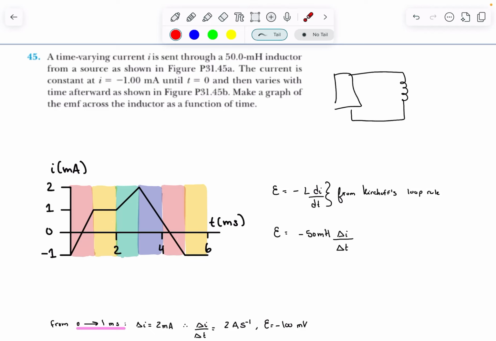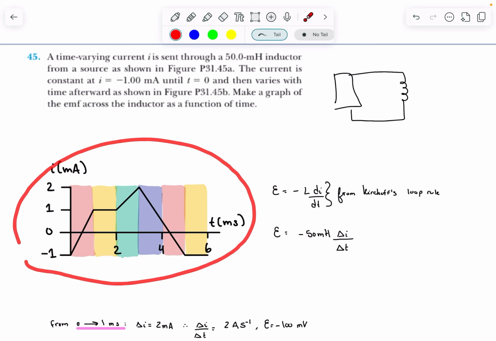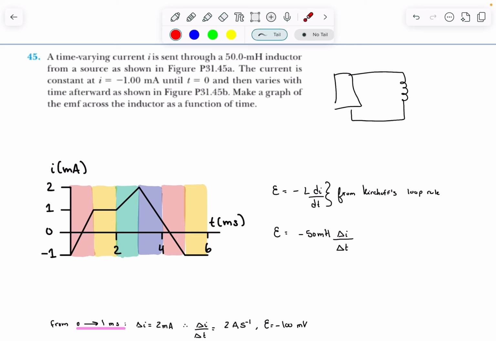This is problem 31.45. It says a time-varying current I is sent through a 50 millihenry inductor from a source as shown in this figure, where this is your source and then this is your inductor. The current is constant at I equal to negative 1 milliamp until time t equals 0. From t equals 0, it starts to vary according to this plot here. You're asked to make a graph of the EMF across the inductor as a function of time.